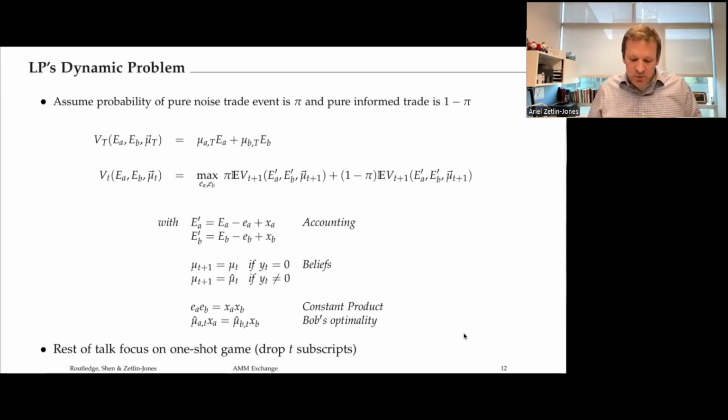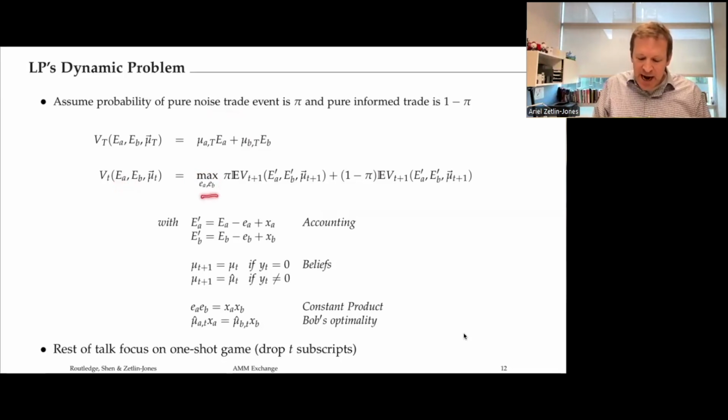In any other period, what are they solving? They're going to choose how much of their tokens to put at stake, E_A and E_B. They are bounded by the amount of endowment they start with, capital E_A and E_B. And what happens?